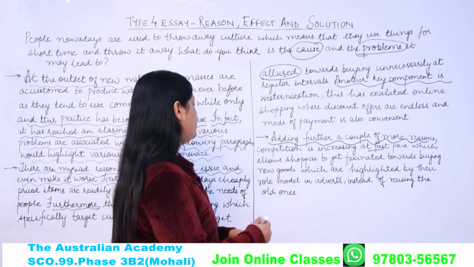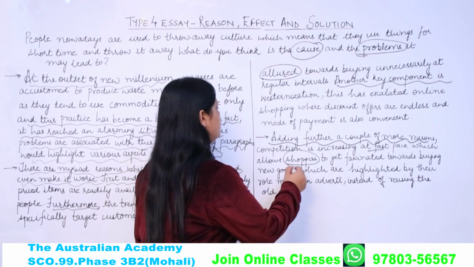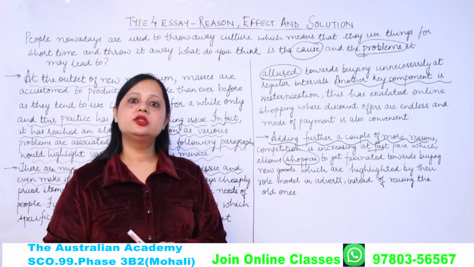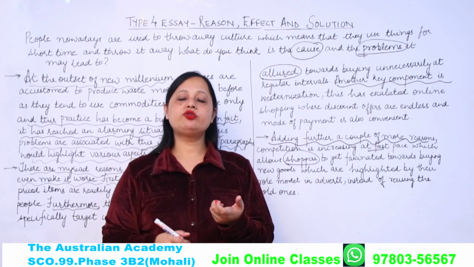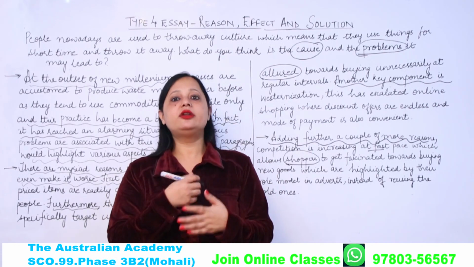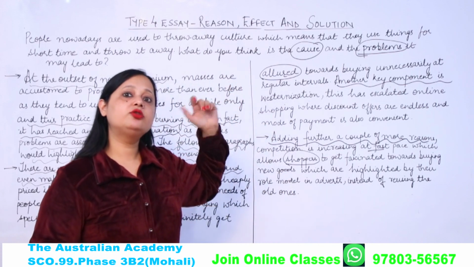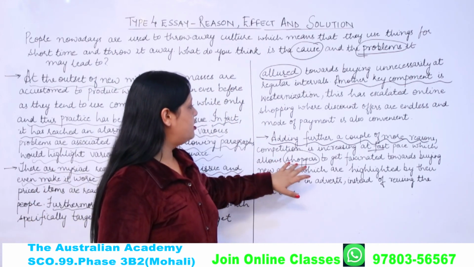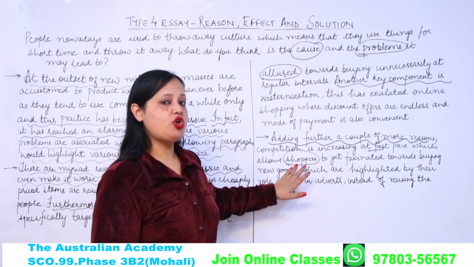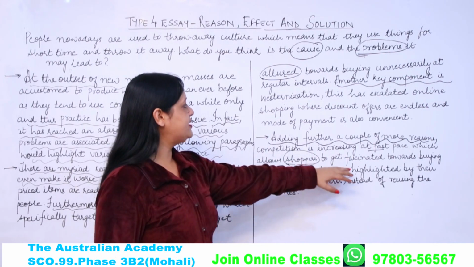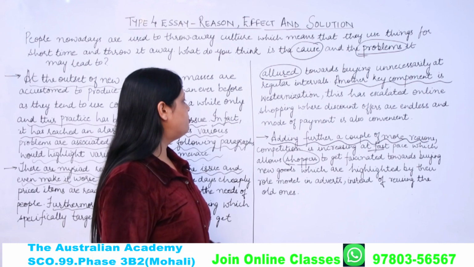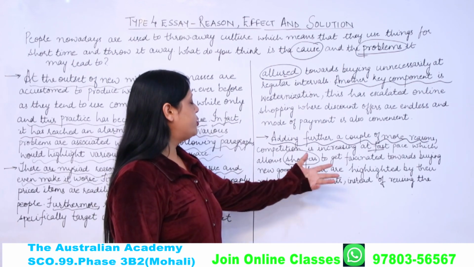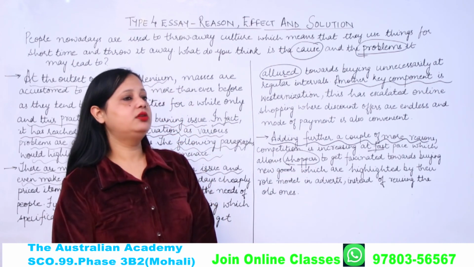So here the word they have used is, instead of people we have used shoppers. In the previous essay, if you see, we have used users also. So just try to replace people, use different words that would be related to the topic. Here the people would be shoppers. To get fascinated, fascinated means attracted. They get attracted towards buying new items which are highlighted by their role model, right.